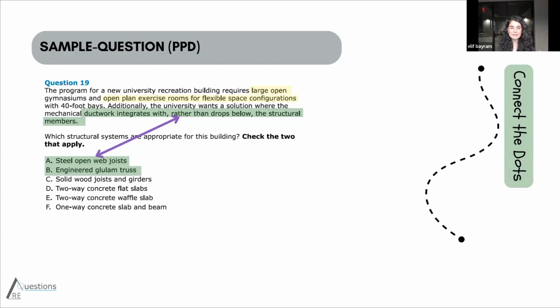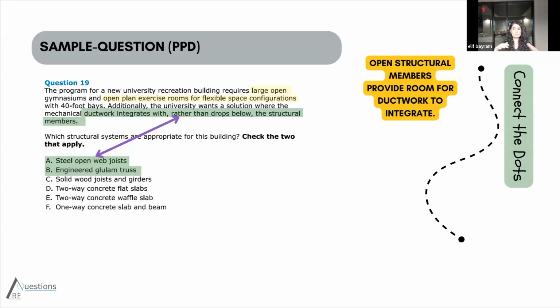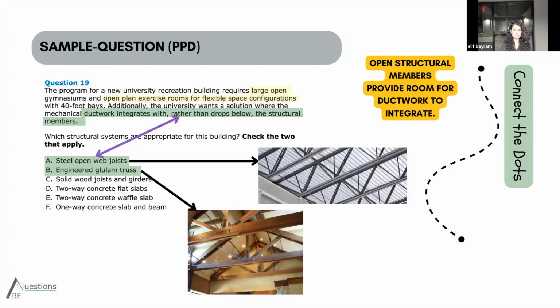So when you look at the other options, the word solid means that it cannot integrate, it cannot pass through. So solid was a key word there. And the most important part of the question was, I think, where it says rather than drops below. So the open structural members provide room for ductwork to integrate, meaning pass through the system. Okay, let's look at them. I just put them as a visual reference.